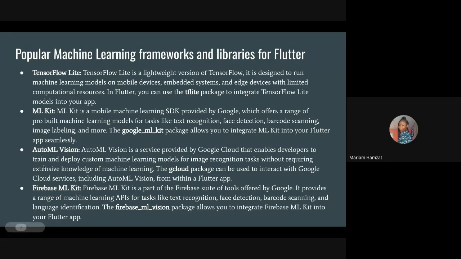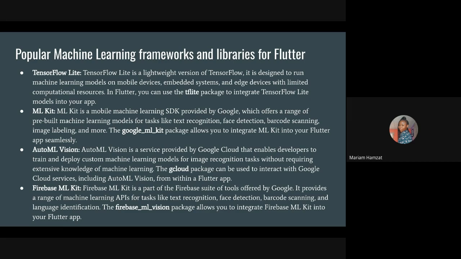And we also have AutoML Vision, a service provided by Google Cloud that enables developers to train and deploy custom machine learning models for image recognition tasks without requiring extensive knowledge of machine learning. So you can use the gcloud package to interact with the Google Cloud services, to be able to train and deploy custom learning models for your image recognition tasks. If you want to do something like this in your Flutter application, you can integrate this package and you have to read the documentation, of course.